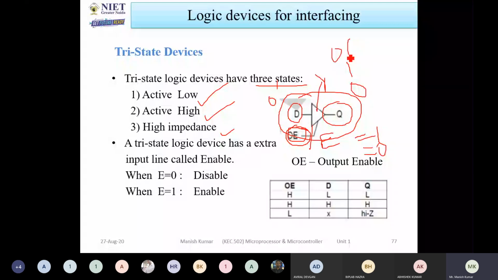The same happens in the buffer. In a buffer, what will happen? If you provide 0, you get output 0. If you provide 1, you get 1. But here the off condition is not there. Either 0 or 1 will be present at the output. In tri-state devices, when you don't need the output, you can switch off that component. That's why tri-state devices are used. Okay.